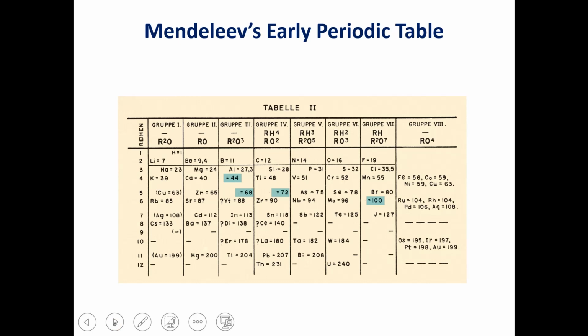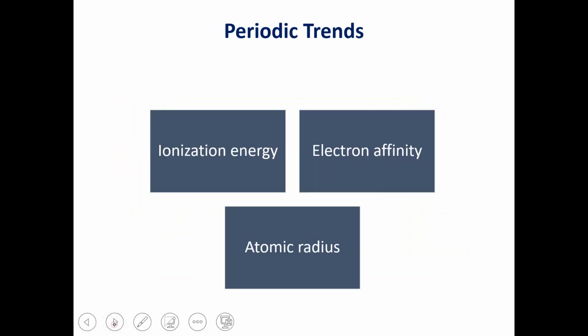So this is Mendeleev's early periodic table. You can see it looks quite different from the one that we currently have. But it was a start. We at least have elements in some similar orders to what we have now. And eventually all these elements got filled in, and we got the modern periodic table that we have.